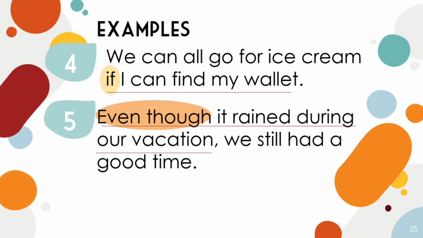So please take note that a main clause expresses a complete thought, while a subordinate clause is just part of a sentence and does not express a complete thought. Are we clear with the main clause and subordinate clause?